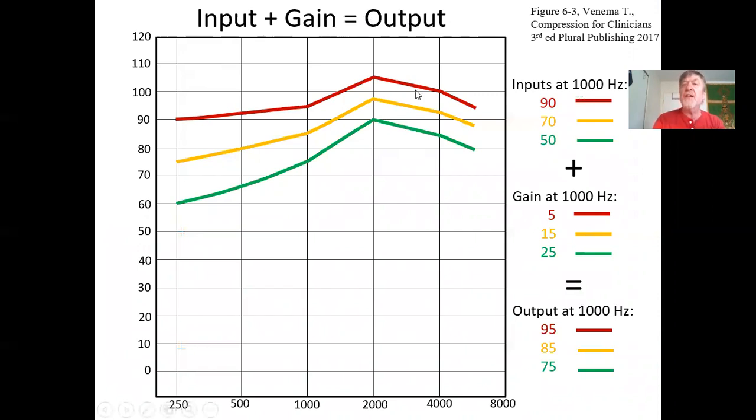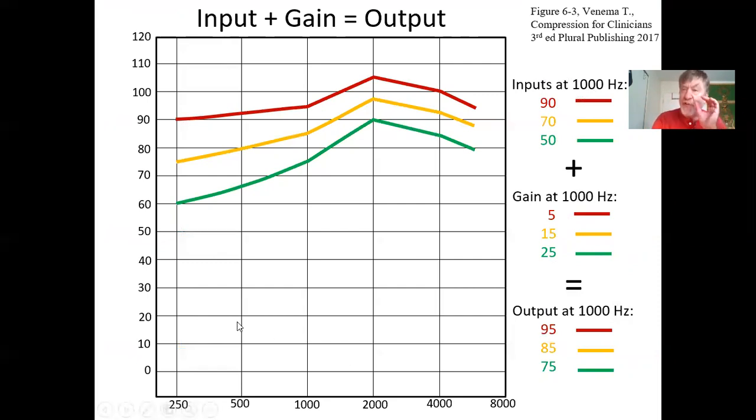And you'll see red, yellow, green. Inputs, 3 different inputs at 1,000 hertz, plus gain equals output. And notice 90 dB input is generally given less gain to equal an output of 95, whereas 50 dB input is given a lot more gain for 75 output. So this is not all things. I'm just giving you an example, but this is how outputs are read.